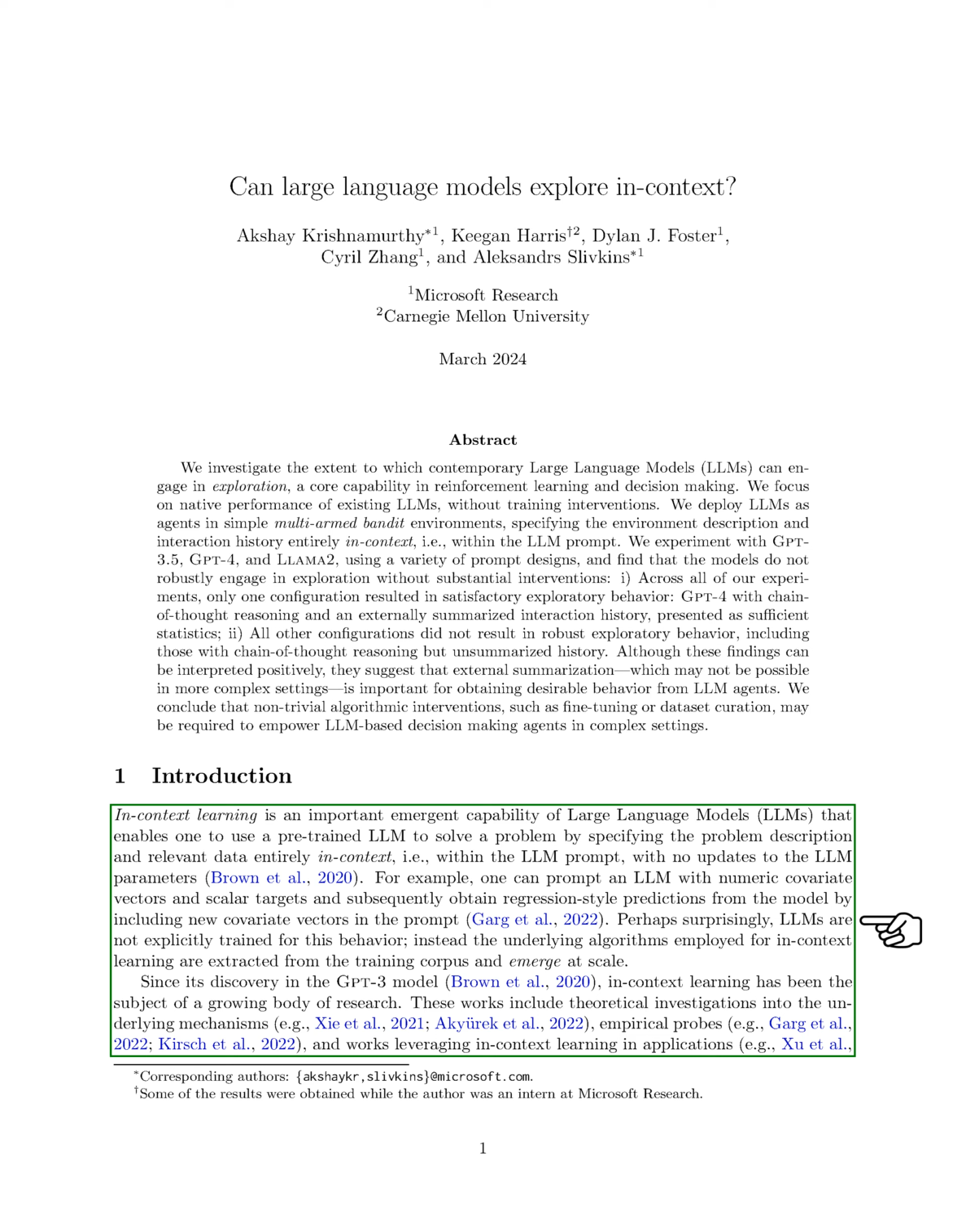This capability emerges from the training data of the LLM at scale, rather than being explicitly taught. Researchers have been exploring in-context learning since its discovery in the GPT-3 model. Studies have looked into the mechanisms behind in-context learning, conducted practical experiments, and applied in-context learning in various tasks.